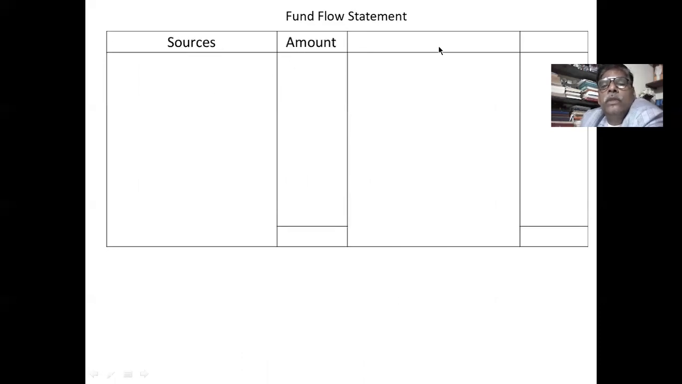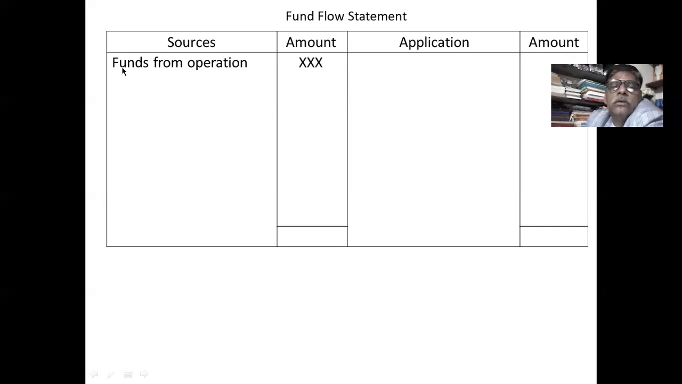In the fund flow statement, there are two parts. One is source, another is application. Source means from where you received the cash, from which head you received the fund. Application is where you applied the fund. That is the item you have to write. First is fund from operation. Fund from operation means profit from business. That is the answer you take from the third statement.